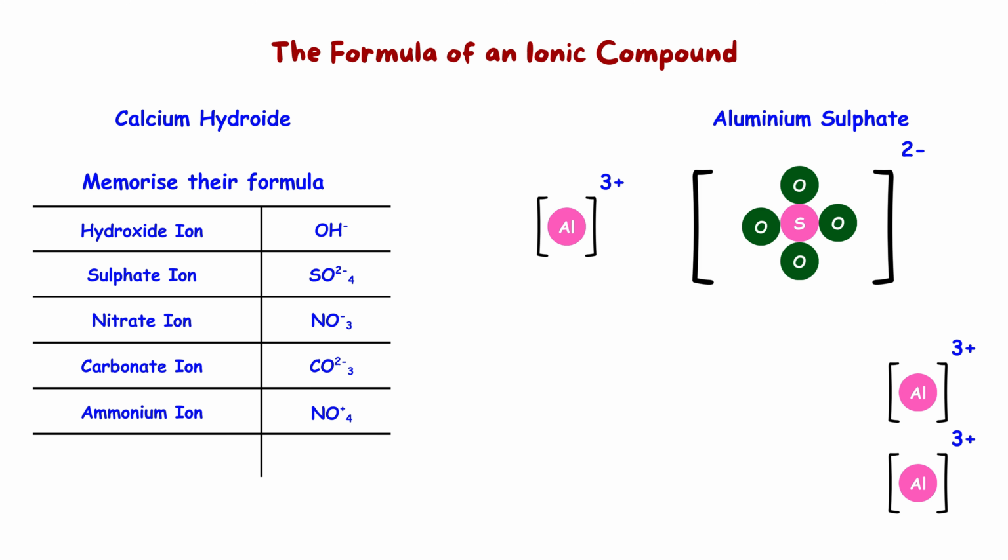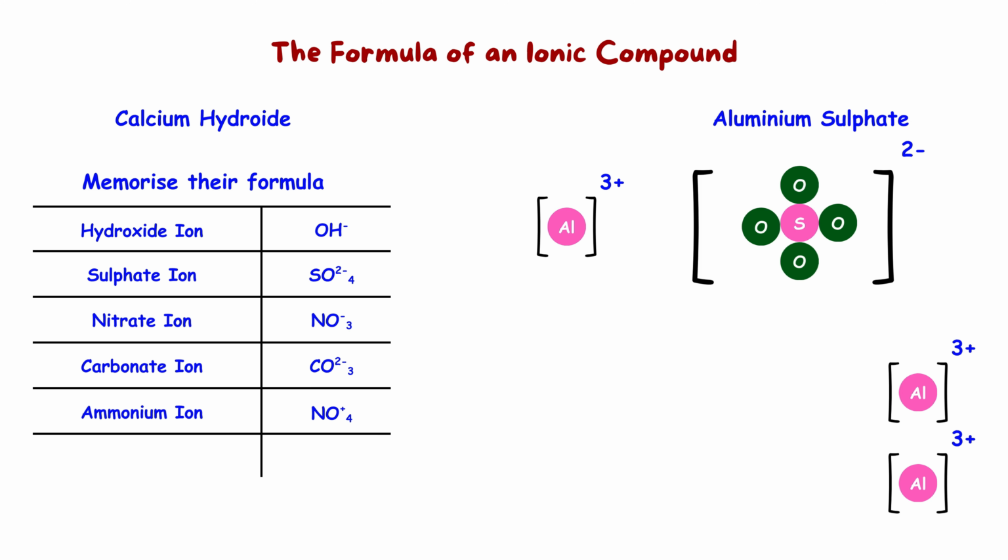Now, let us look at aluminium sulfate. Aluminium, a group 3 element, forms a positive 3 ion, and sulfate is a negative 2 ion. Since we cannot simply match one of each and achieve neutrality, we must find the smallest common multiple of 3 and 2, which is 6. To achieve a total positive charge of 6, we need 2 aluminium ions. To get a total negative charge of 6, we need 3 sulfate ions.